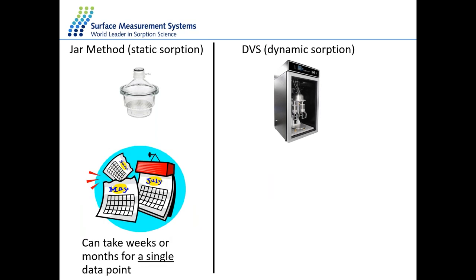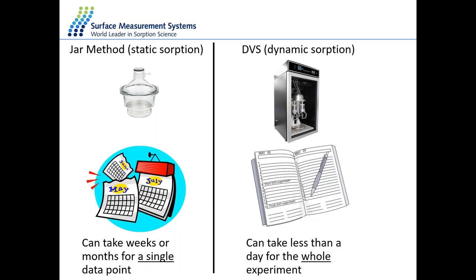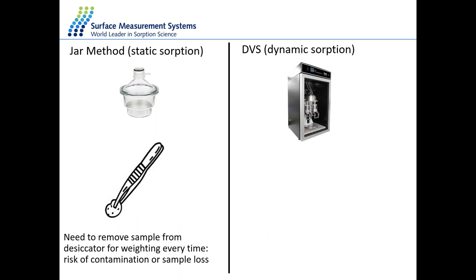This obviously makes a significant difference in the amount of time required for the sample to reach equilibrium. But there is also another factor that we have to consider. The jar method requires the user to remove the sample and put it on a balance and put it back into the desiccator. That can expose the sample to different conditions of temperature and relative humidity, different positions in the lab, and it also introduces an extra variable, which is the time required to remove the sample from the desiccator and put it back in.